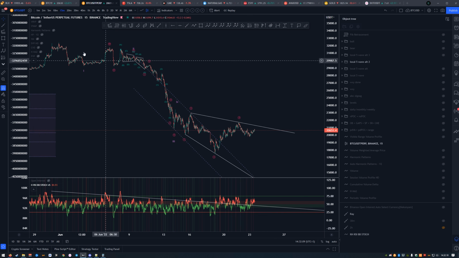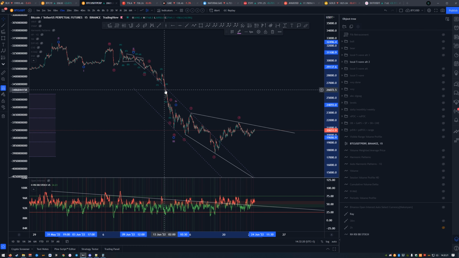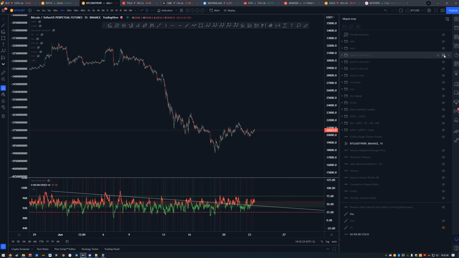Then we have other ones where we have a 1, 2, 3, 4, where we have the wave 4 already complete, but this is again not that likely. I don't really like this either. The wave 4 here is very small compared to wave 2, which is definitely unlikely.